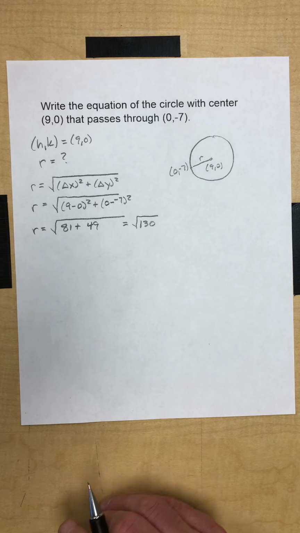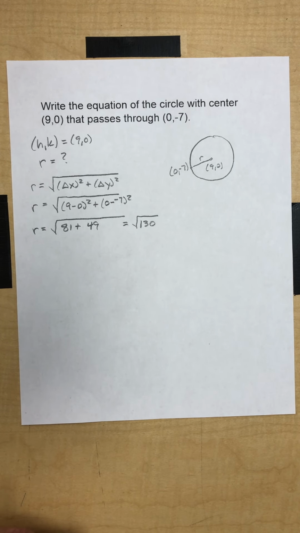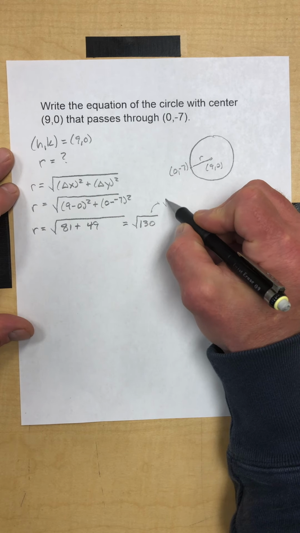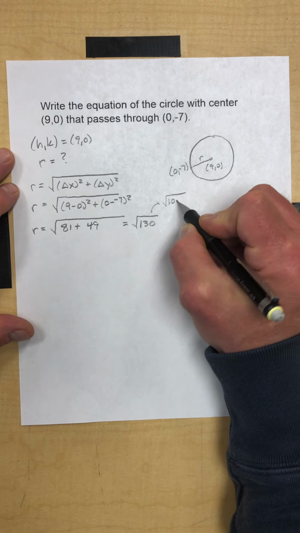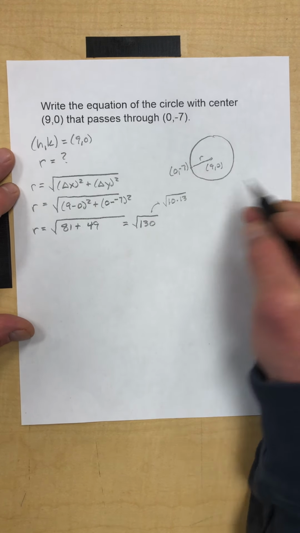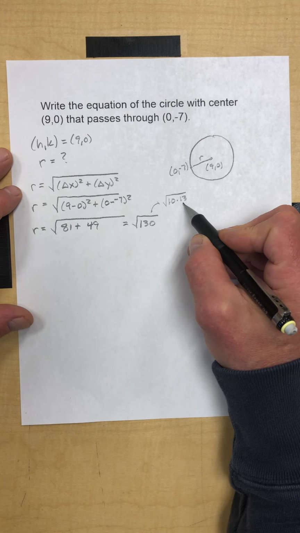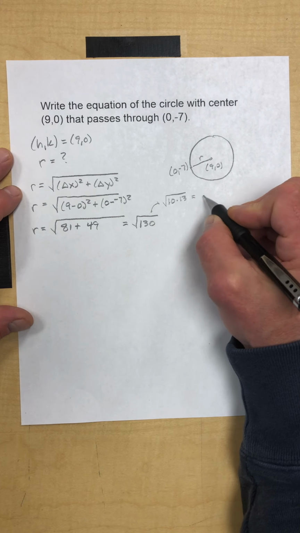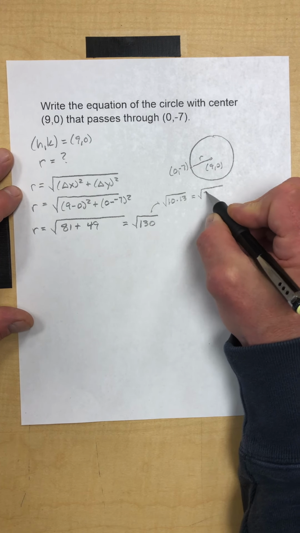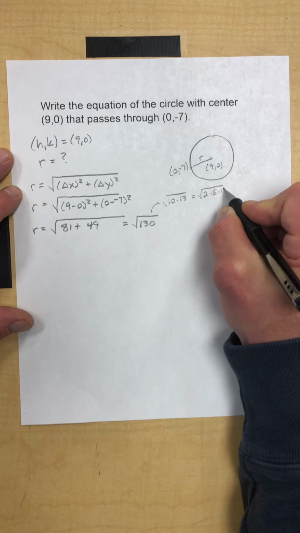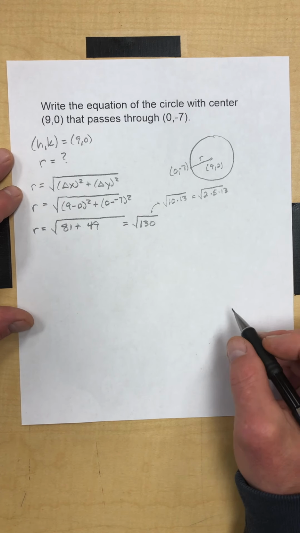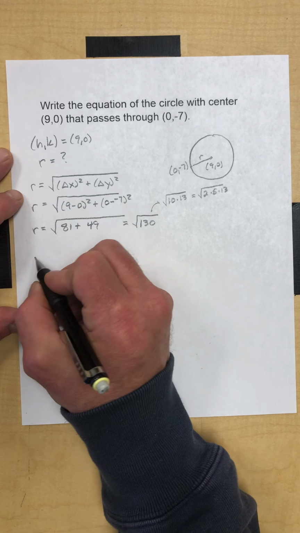Now, radical 130 is in simplest radical form because you figure this would be the square root of 10 times 13. And 13 is a prime number, you can't do anything with it. The square root of 10, well, 10 is 2 times 5, so we'd have the square root of 2 times 5 times 13, and there is nothing we can do to form a perfect square, so that's it. This is in simplest radical form.